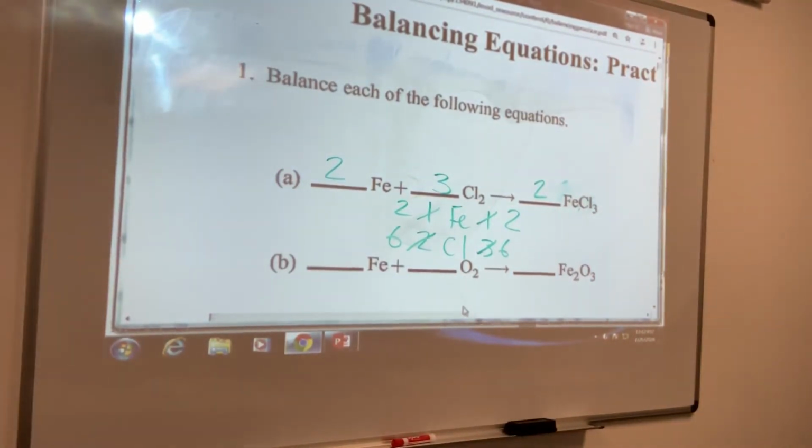Right? So, can you see this was way different than the first one? It's always going to be different. That's what makes it hard. It's always different, so it's always new. Every single time you see an equation, it's new. And we have to deal with that. So let's do number B.